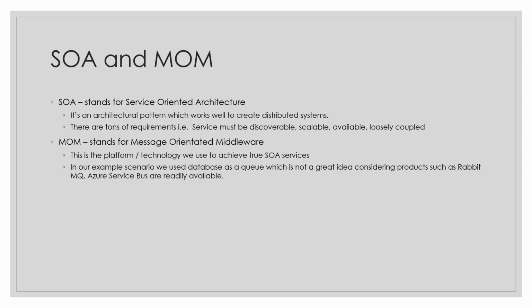The way to achieve this, we have something called message-oriented middleware. This is one of the mechanisms we can use to achieve service-oriented architecture. Think of message-oriented middleware as a platform or a technology to achieve truly service-oriented architecture. There are a lot of platforms that offer this. One such is called RabbitMQ, which you may have heard of, and the other one is Azure Service Bus, among two popular ones.